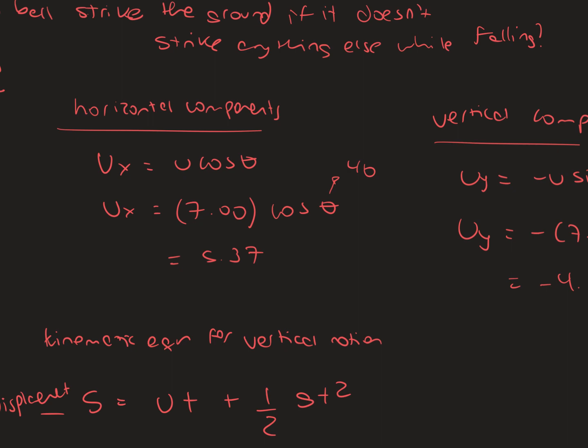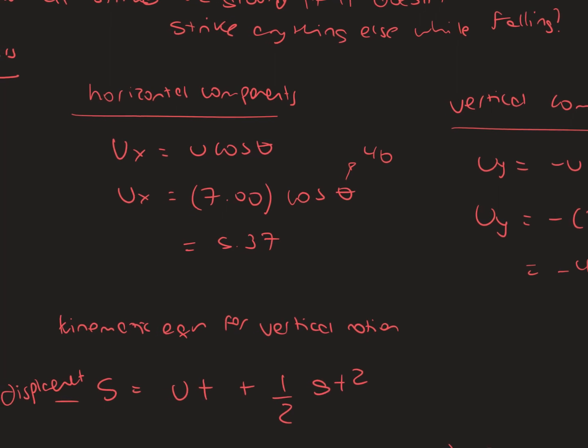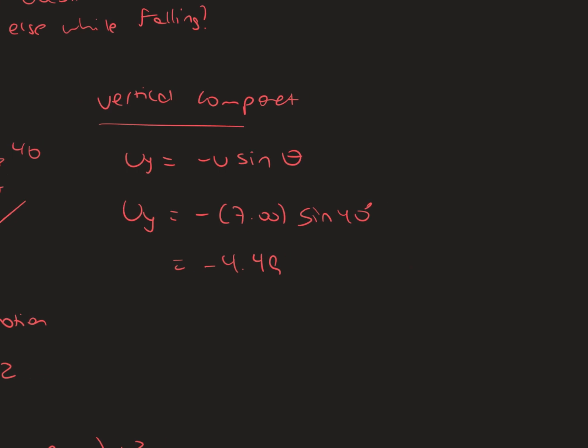For the horizontal component, we got ux equals u cosine theta. In this case, the u is going to represent the velocity, 7 meters per second, times the cosine of 40, and that should give us 5.37. Now, in the y direction, we got the negative u sine of theta. So negative 7 times sine of 40, negative 4.49.